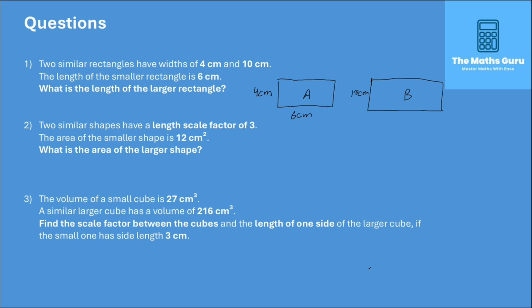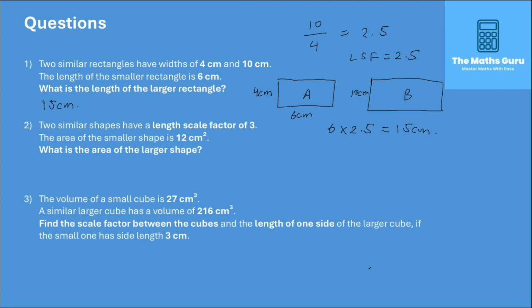So what we do is we look at what we have in common. We have both widths of each rectangle. To work out the scale factor, we do 10 divided by 4, the larger one divided by the smaller one, and this is going to be equal to 2.5. So our length scale factor is equal to 2.5. So for me now to work out the length of the larger rectangle, I will need to do the smaller one times by our scale factor, which is going to be equal to 15 centimeters. So the length of our larger rectangle is 15 centimeters.